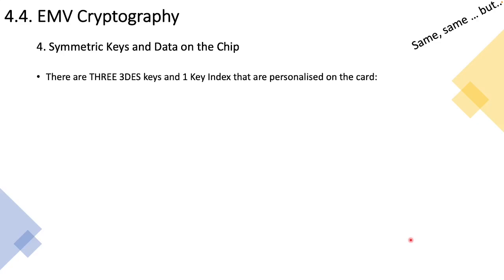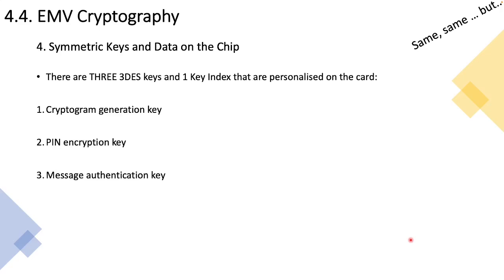Okay, so there are three triple DES keys and one key index that are personalized on the card. The first one is something that we call a cryptogram generation key. Then we have a PIN encryption key. We have a message authentication key. So bear in mind these are the functions. The first one is used to generate cryptograms. The second one is used to encrypt PINs. The third one is used to ensure message integrity. Okay, and the fourth item that we would personalize on the card is not a key. It's something called a derivation key index, or DKI.